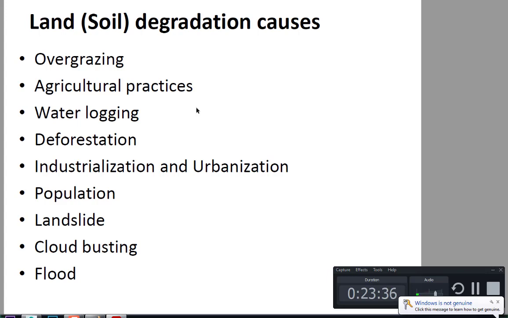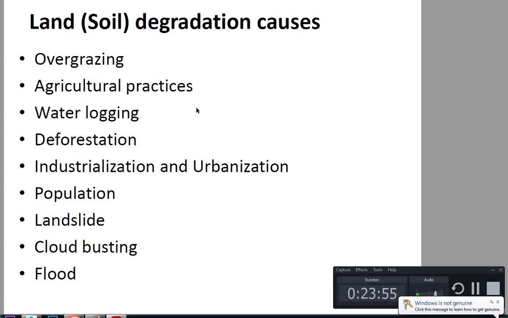In addition, in urbanized areas, when we produce solid waste, this waste is also dumped in open ground areas, as well as industrial waste being spread in the land areas. So this waste material also declines the quality of soil and degrades the land.